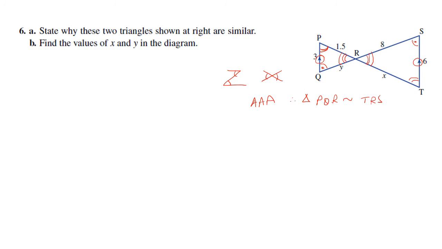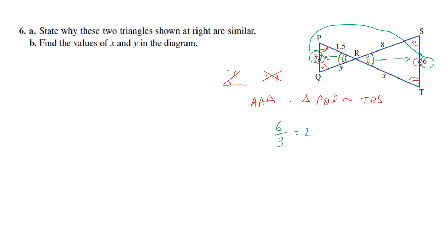Now we need to find the values of x and y in the diagram. I might just change my pen color a bit. This angle here, the side opposite is 3 long, and the corresponding angle is here. The opposite side is 6. So we know 6 and 3 are corresponding sides. We can work out the ratio between them. 6 divided by 3 equals 2. Our scale factor from this triangle to this triangle is 2.